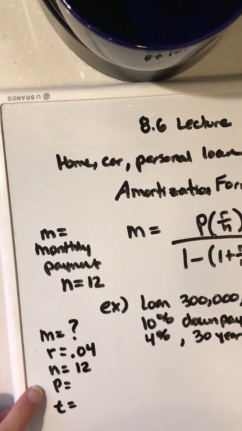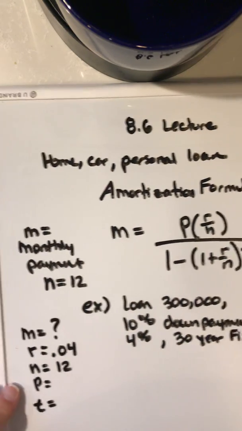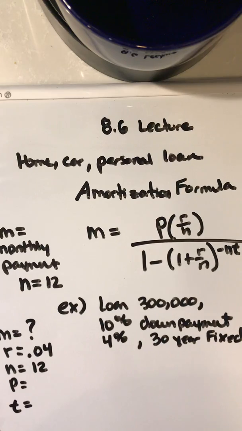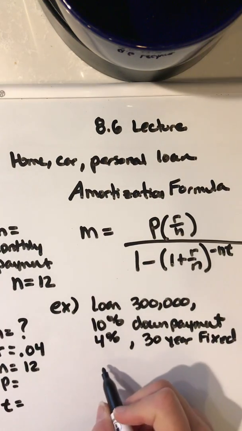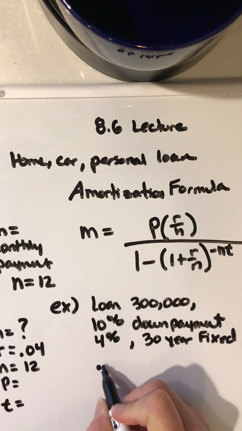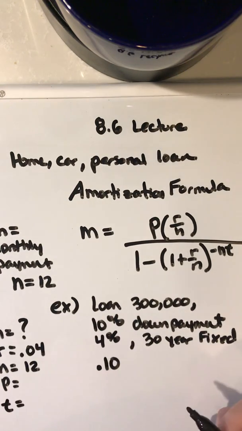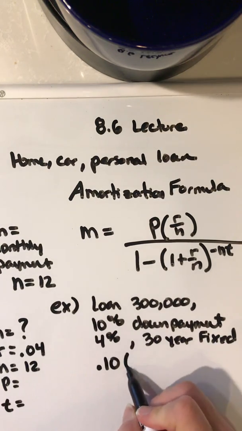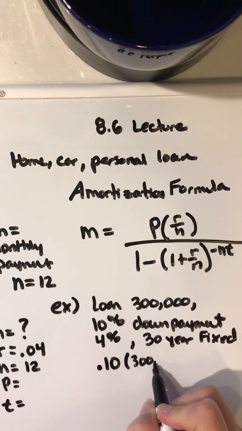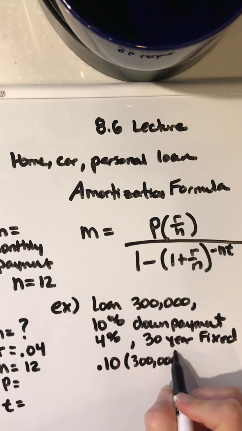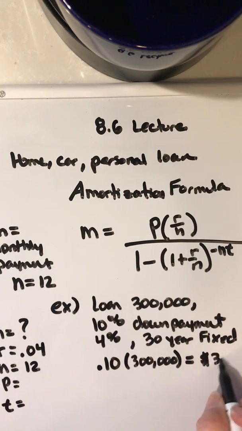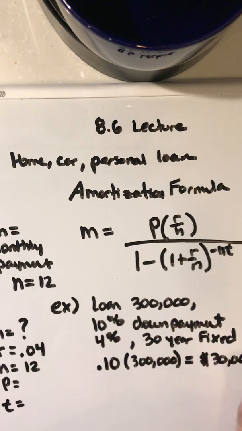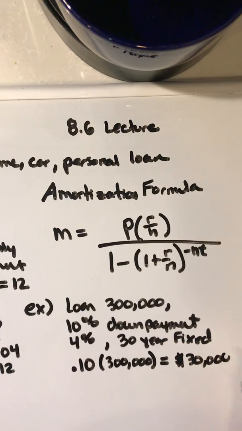Now, P is not going to be $300,000 because we paid 10% down payment. So we have to figure out the 10% down payment first. So 10% can be written as 0.10, and 10% of 300, when you hear the word of, it means we're going to multiply. So 10% of 300 is $30,000. Okay, so there's our down payment.